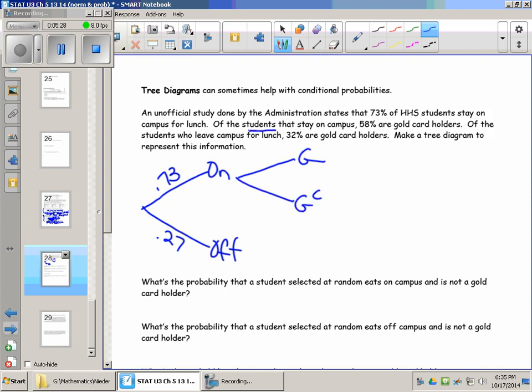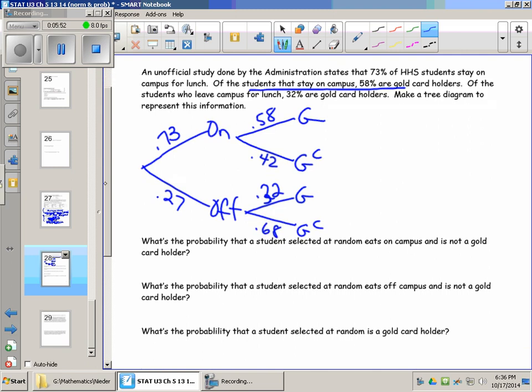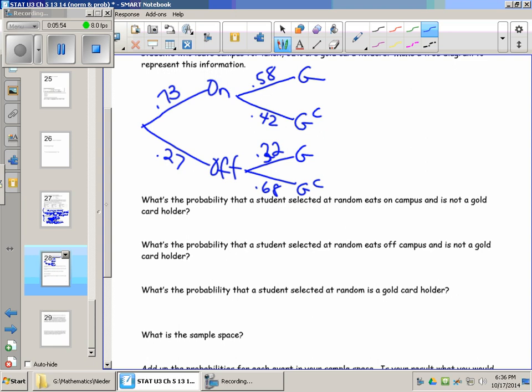Of the students that stay on, 58% are gold card holders. Then using our complement rule, that means 42% would not be gold card holders. Of the students that eat off, you could be a gold card holder or not, right? Those are two choices. So according to our problem, 32% are gold card holders. That means 68% are not. So there's your tree diagram. Okay, so it just organizes things nicely.